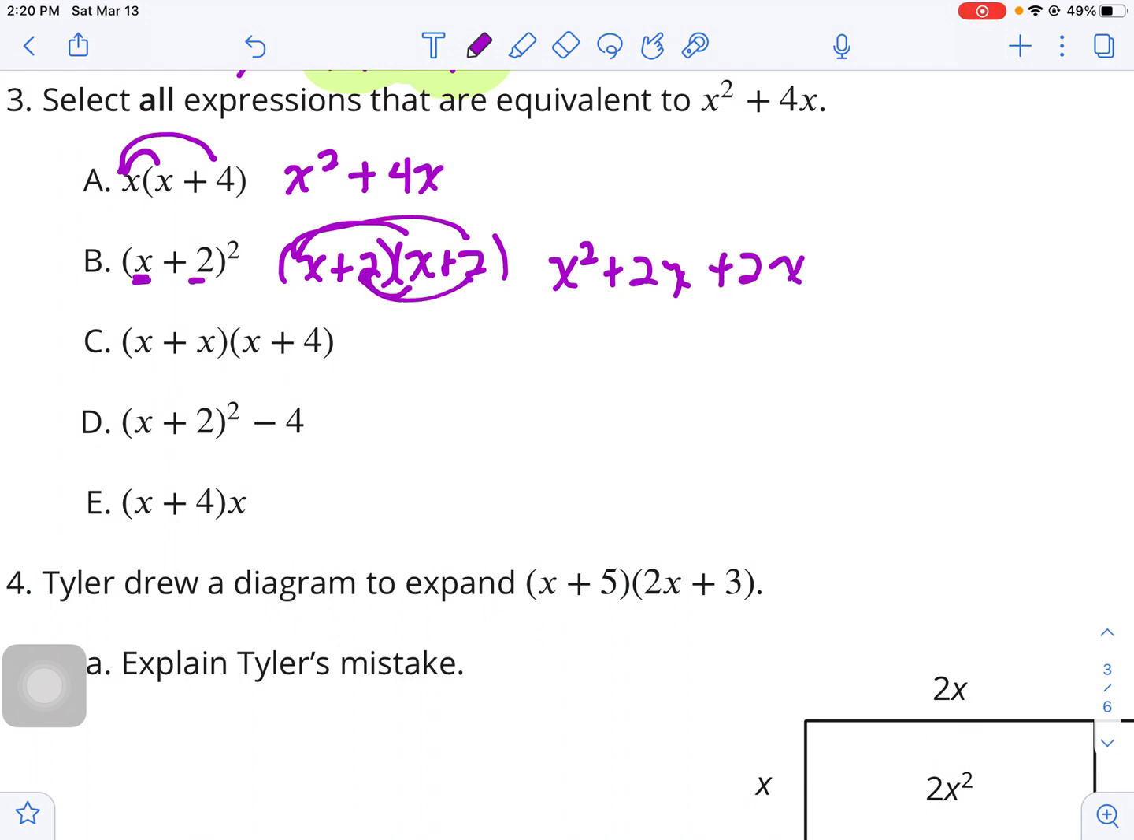And then there you get your 4, but now you combine these two middle terms and you do have x squared plus 4 then. So this is a no. Same thing's going to happen here. You're going to end up with a bunch of extra terms.